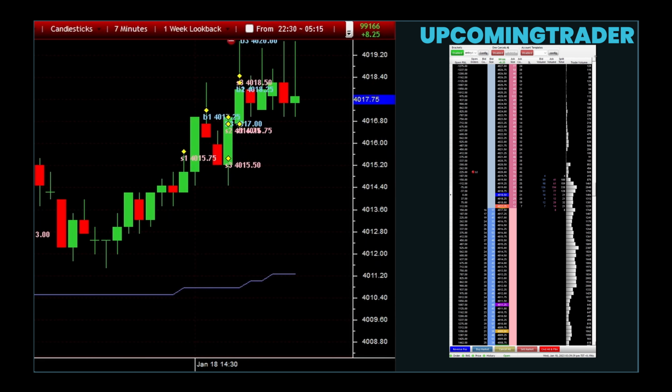Another common pitfall is misreading volume in ranges. During sideways markets, volume can be misleading. Wait for a clear trend or breakout confirmation before acting on volume data if the market is range-bound.